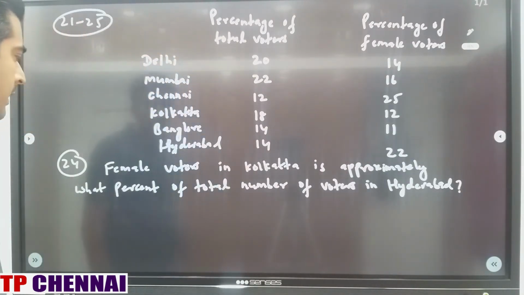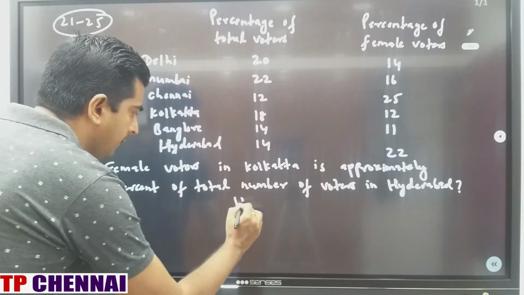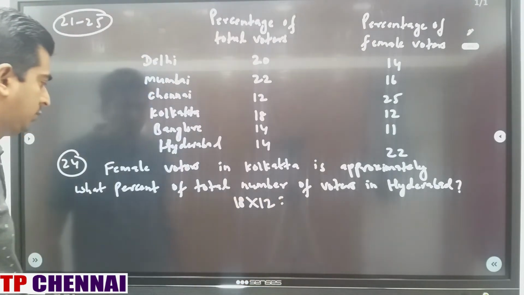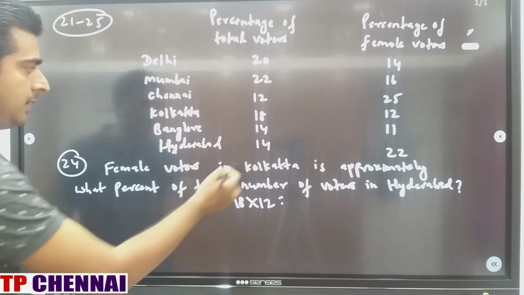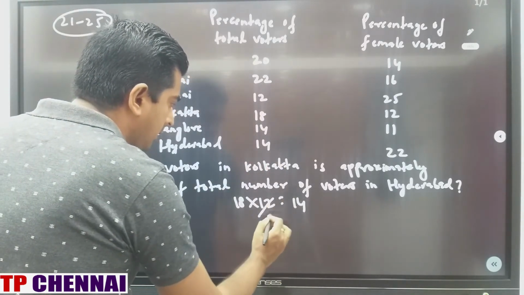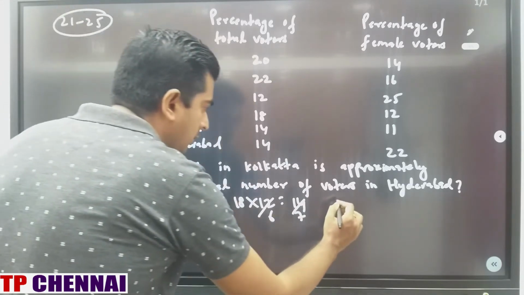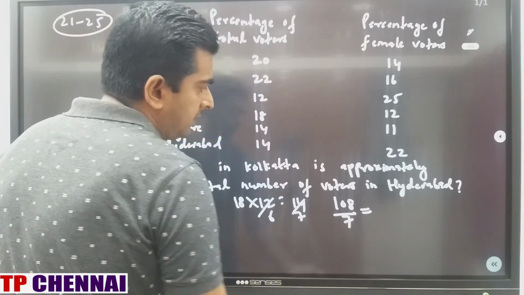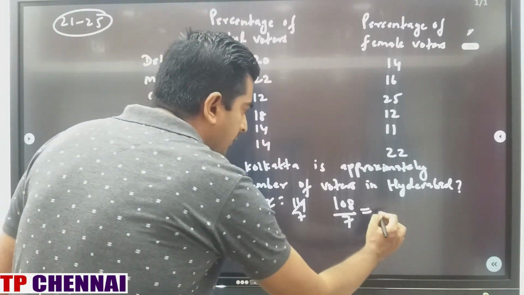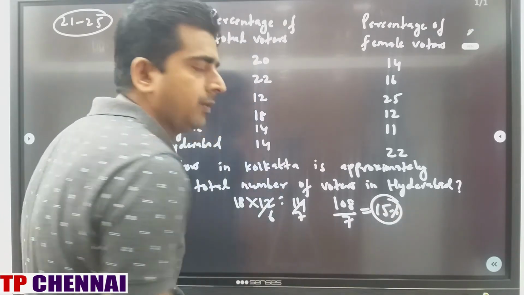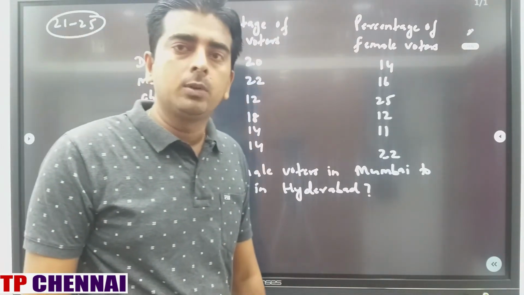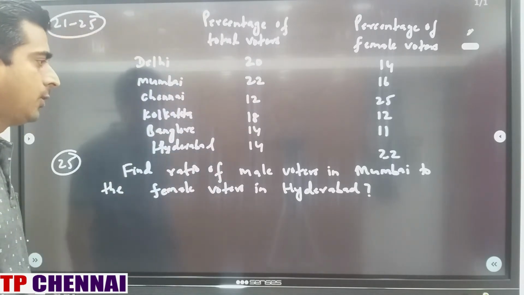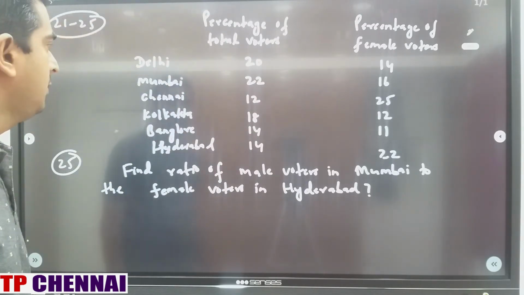Now we will see the 24th one. Female voters in Kolkata is approximately what percent of total number of voters in Hyderabad? Female voters in Kolkata, what is the value? 18 into 12 is to total number of voters in Hyderabad. Hyderabad, what is the value? Total vote is 14 into 6. So 108 by 7. My answer is approximately 15%. So I hope you are clear with 24th. Now we'll see the 25th one. Find the ratio of male voters in Mumbai to the female voters in Hyderabad. Male voters in Mumbai, what is the value?